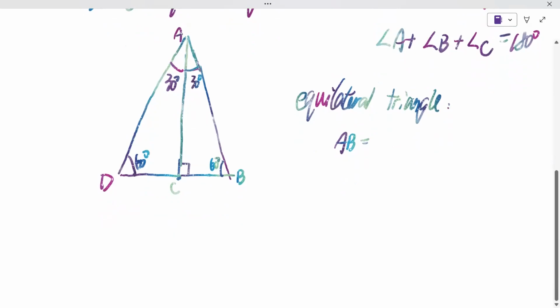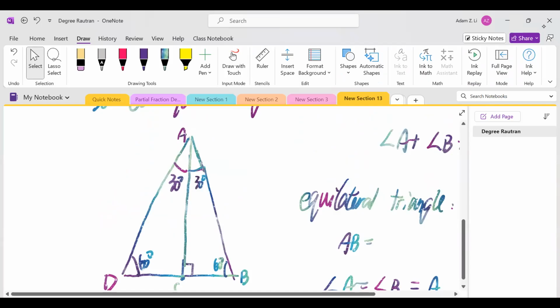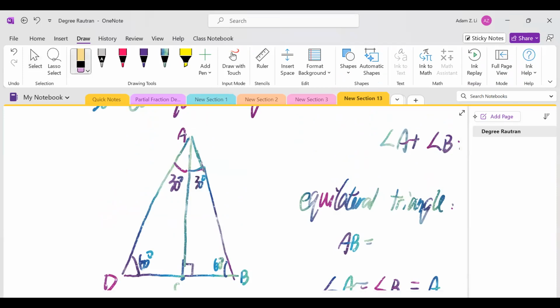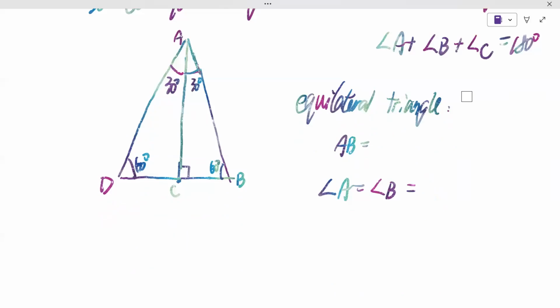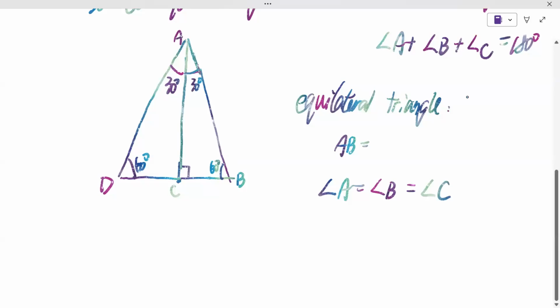That means if angle A equals angle B equals angle C, right, then all three sides must be the same. That means AB equals AC equals BC. They all equal 60 degrees. This is called an equilateral triangle, right? And then all three sides will be the same: AB equal to AC equal to BC.